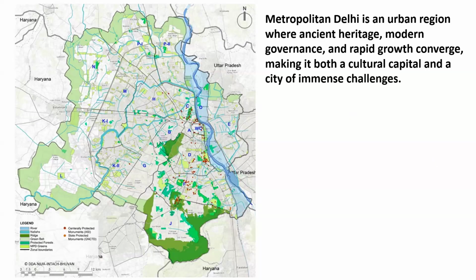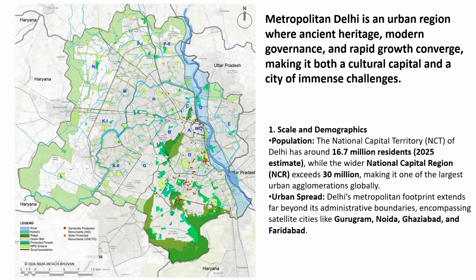immense challenges. So, what you see on the left is basically what the GIS map at the Bhuvan portal looks like, where we see the river and the ridge. And this is the planned city of Delhi, where we have these various zones. Right in the center, we have zone A, and then we have the walled city on the right, and then we have A, B, C, D, and so on and so forth.